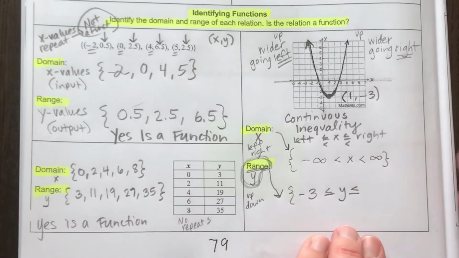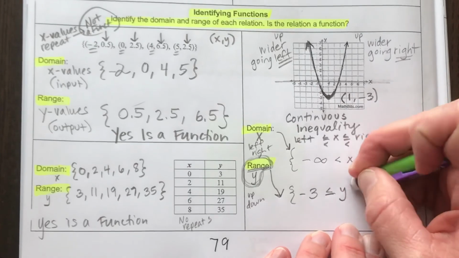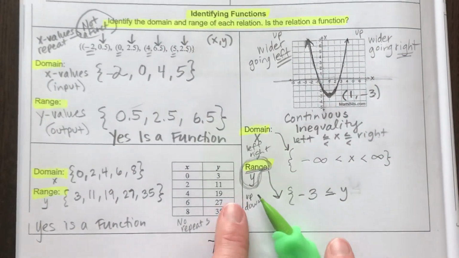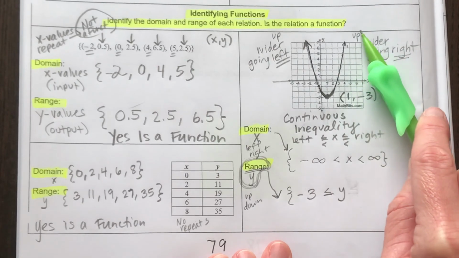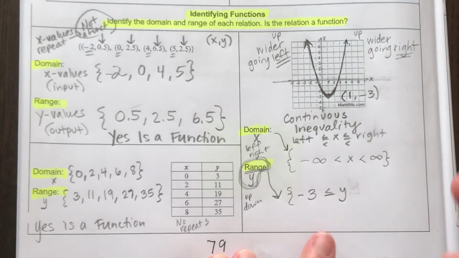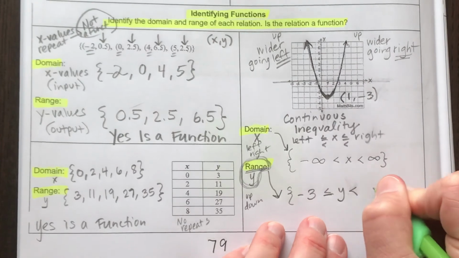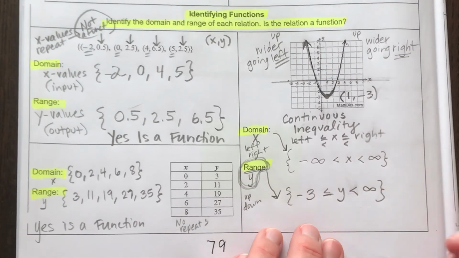And now, how far up does the graph go? Well, remember we labeled this. We said our graph goes up, up, up, up, up. As it's getting wider, it's going to continue to go up. So I'm going to put infinity over here.